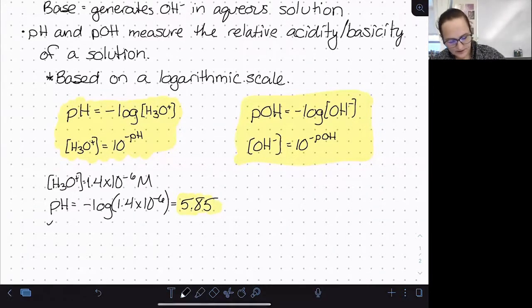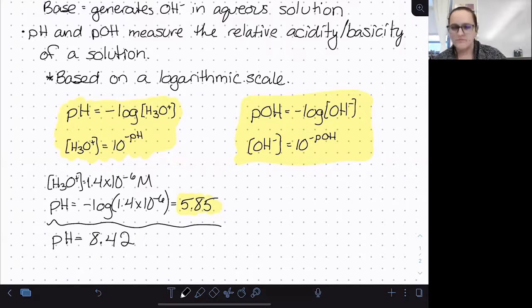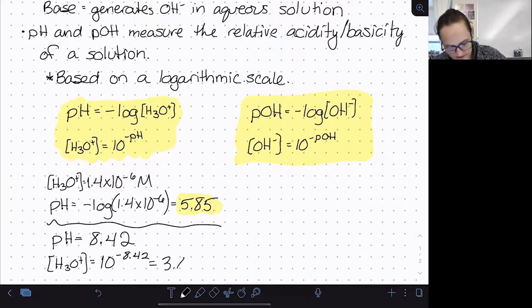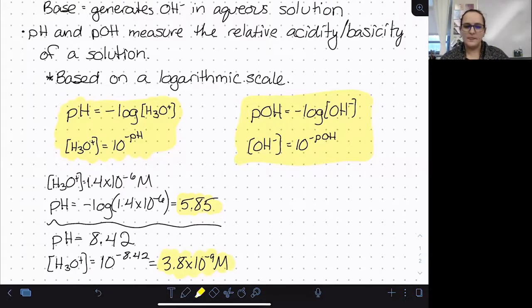If we want to go the other way with it, if we have a pH of, let's say, 8.42, and we want to find the hydronium concentration, we do 10 to the negative pH, so 10 to the negative 8.42, which is 3.8 times 10 to the negative 9th molar as our concentration. So as long as you recognize these relationships, you're just plugging into your calculator to solve.